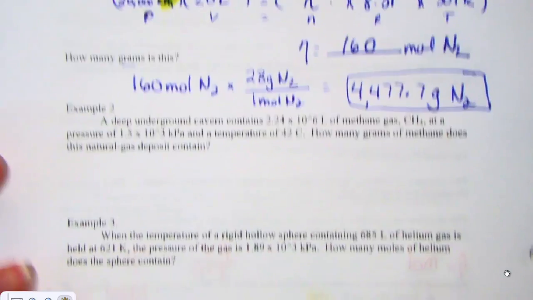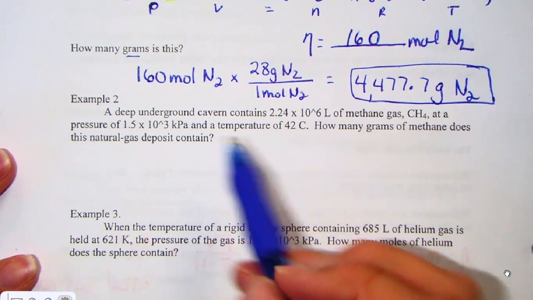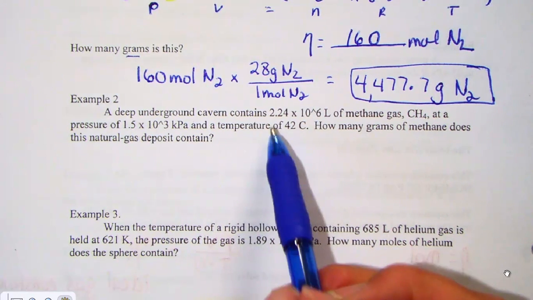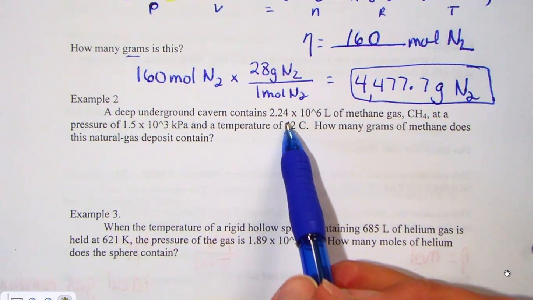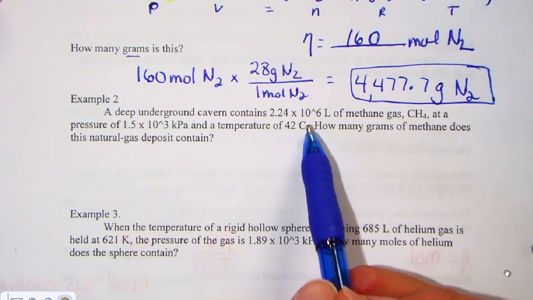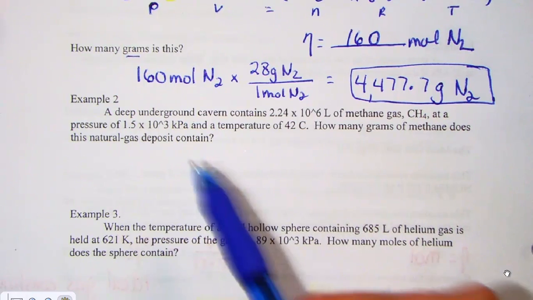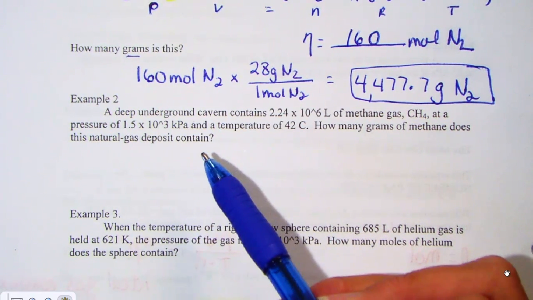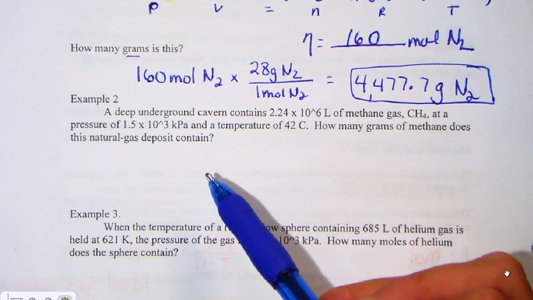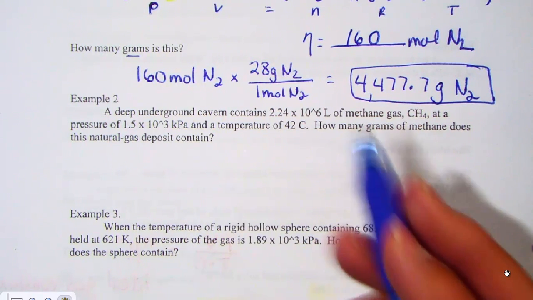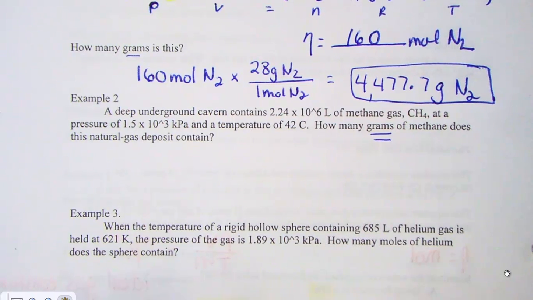Let's go on and read a second example for a PV = nRT equation. This time we're in a deep underground cavern. And that cavern contains 2.24 times 10 to the 6th liters of methane gas. It's natural gas at a pressure of 1.5 times 10 cubed kilopascals. Temperature 42 degrees Celsius. We're being asked to solve for grams.